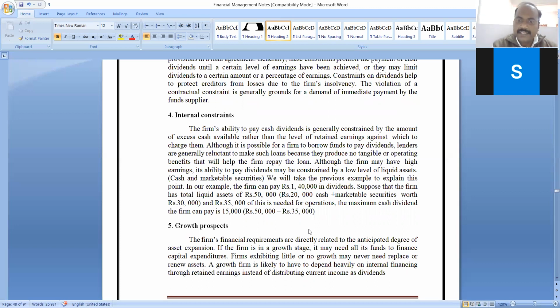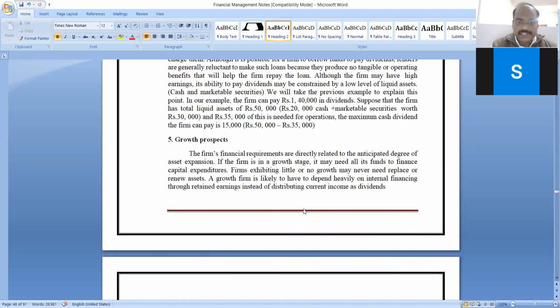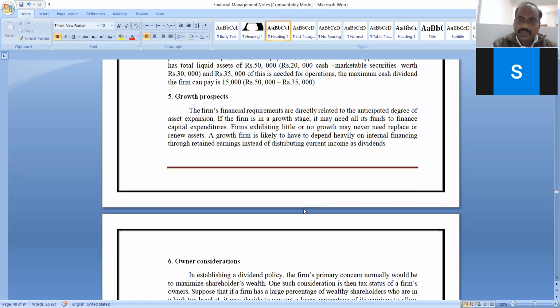So here also, as an internal constraint, we have to look into how we frame a dividend policy according to the earnings that the company is going to get. And the next one is growth prospects. In view of the growth prospects, that is, how the company can expand, in order to expand it should have a very good dividend policy.